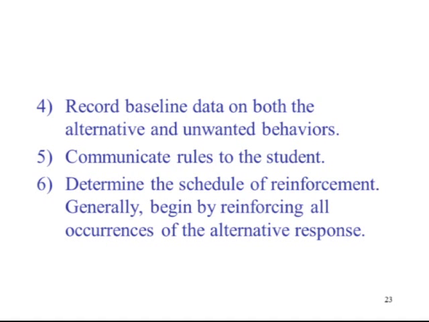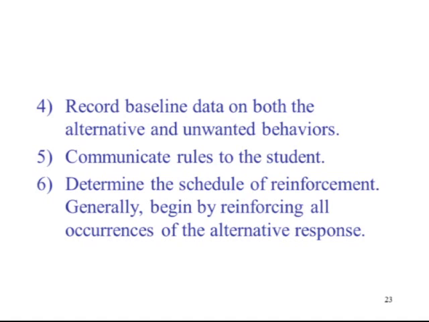Step 4, record baseline data on both the alternative behavior and the unwanted behaviors. You've got to have some kind of baseline so that you've got something to compare your intervention data to. So it's impossible to really know if it's working unless you can compare it to the student's behavior before you implemented the intervention.